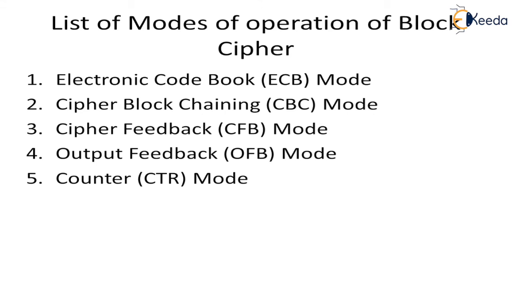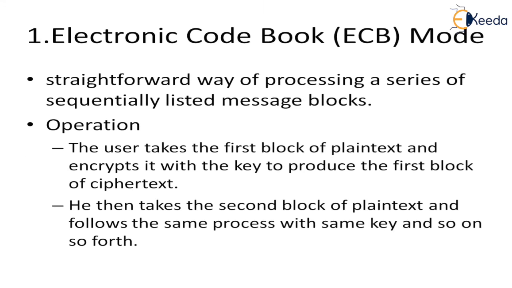There are five types of modes of operation of the block cipher. First is the electronic code book mode, then cipher block chaining mode, cipher feedback mode, output feedback mode, and last is counter mode. The first type is a very straightforward way of processing a series of sequential message blocks.